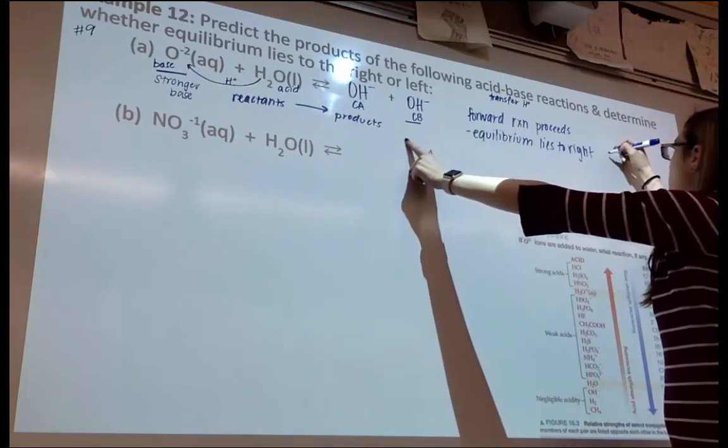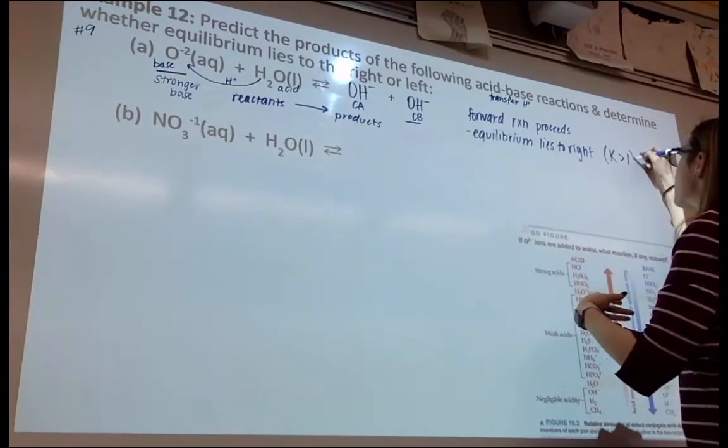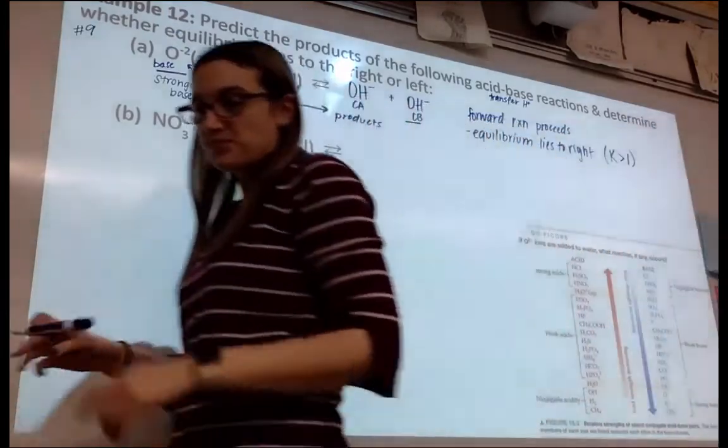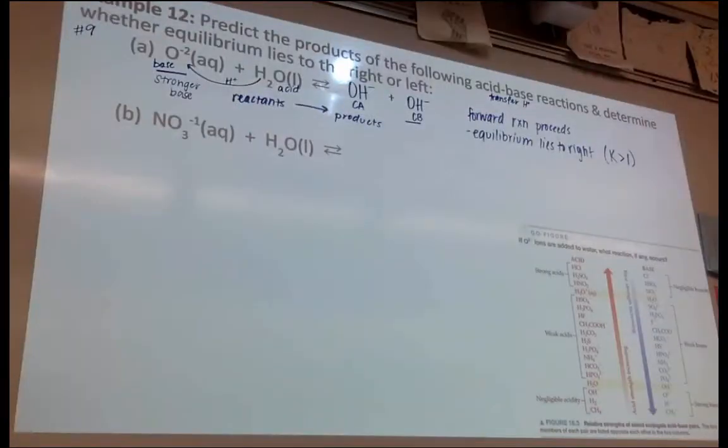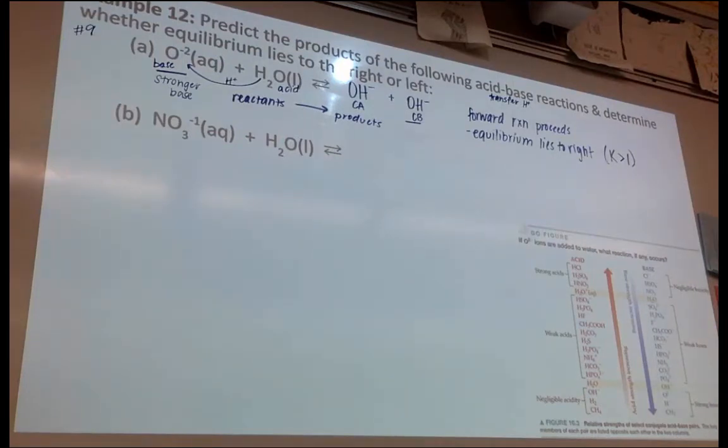That means we're creating products. So just to review, if we're creating more products, K is greater than 1. So since we're creating more products, K is greater than 1. So again, equilibrium favors the stronger base accepting the proton and acting as the reactants.